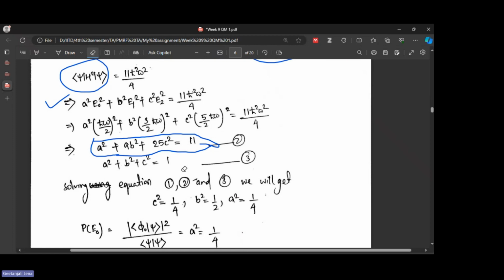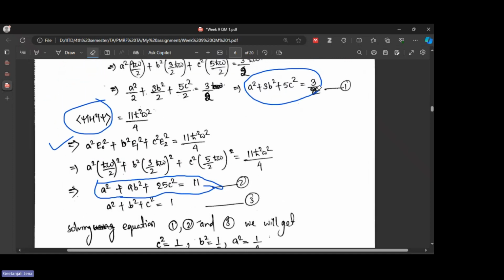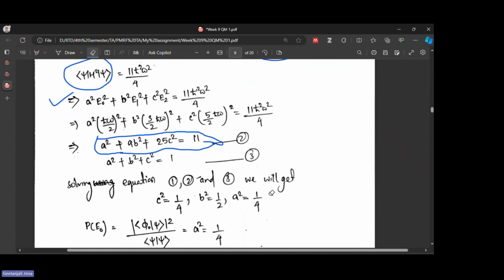And the third condition given to us is A square plus B square plus C square equal to 1. This is the normalization condition. So if we solve equations 1, 2 and 3, then what we will get is C square equal to 1 by 4, then B square equal to 1 by 2 and A square equal to 1 by 4.